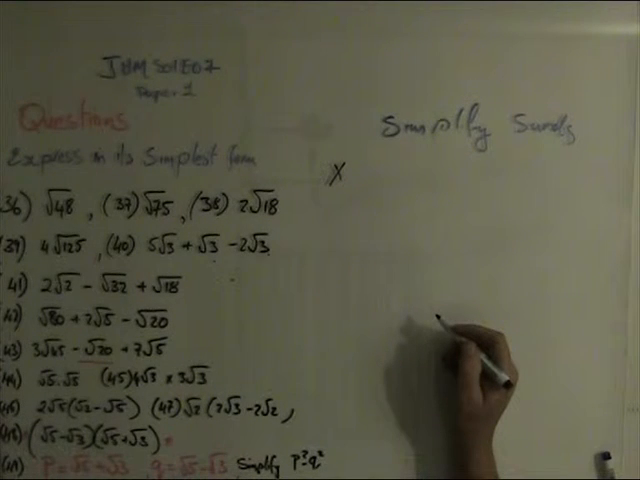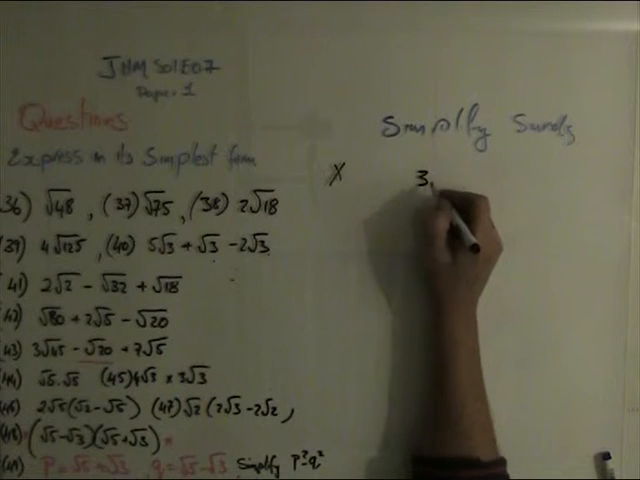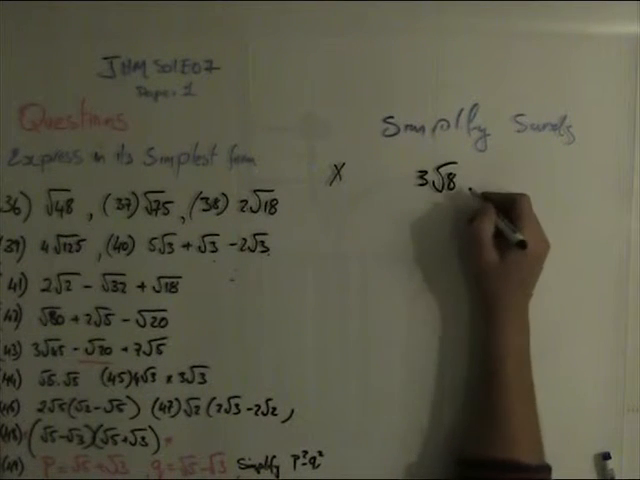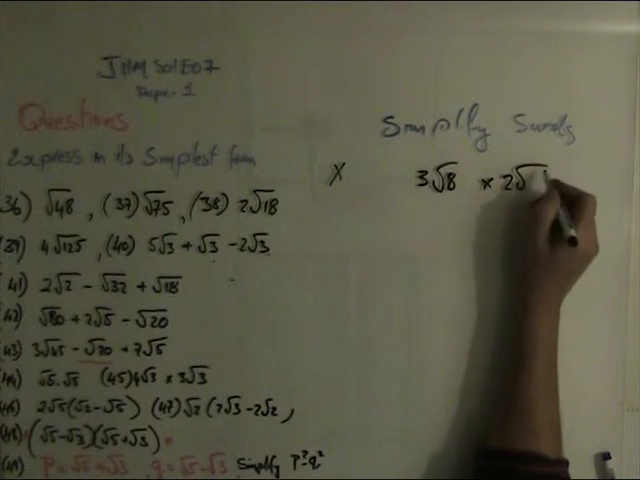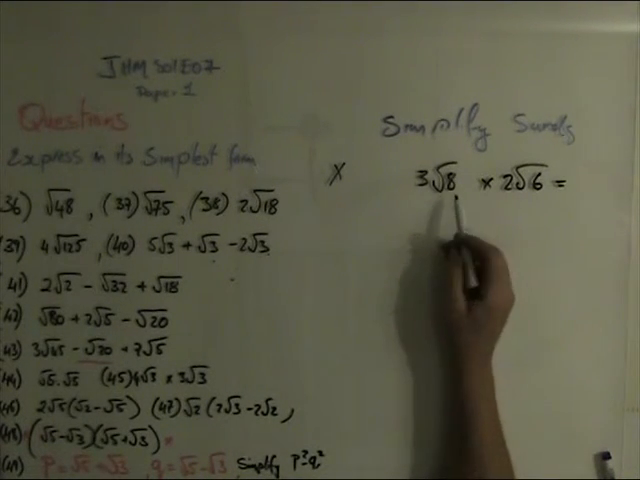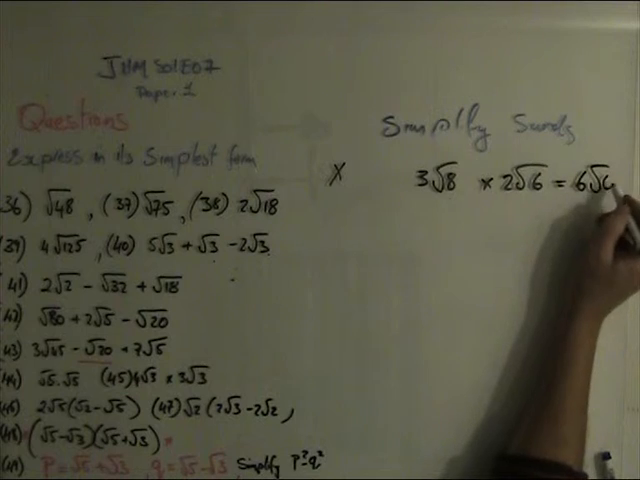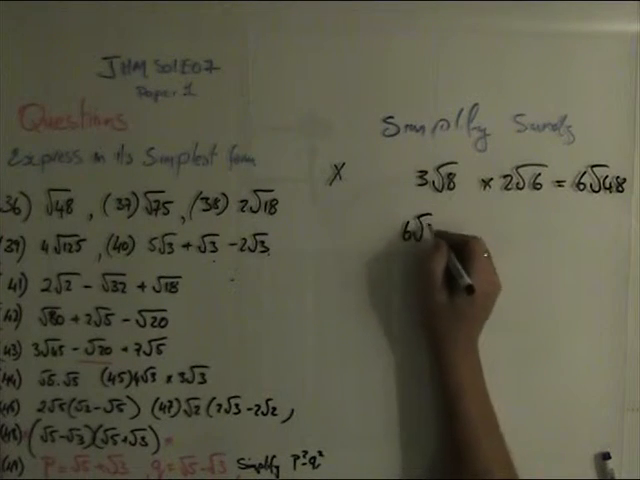Now I want to rationalize a denominator. What does that mean? Okay, let's have this: 3 root 8 multiplied by 2 times root 6. We have to solve this. Here we go again. 2 3s are 6, 6 8s are 48. So it's 6 times root 48.